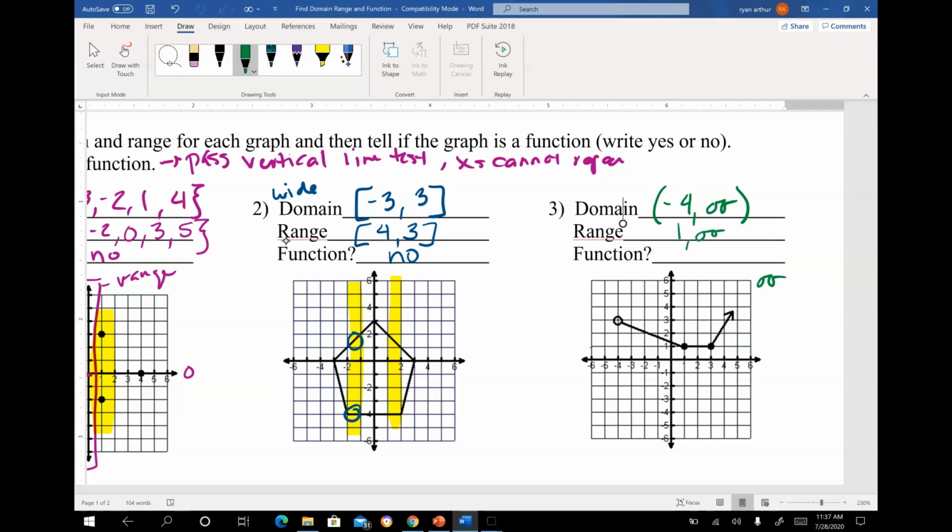Now, this 1, there's no open dot at 1, so it's going to be a bracket, and then your infinity is always parentheses. Okay? Now, is this a function? Well, let's do the vertical line test. Yes. Each vertical line only touches that graph once. So yes, this is a function. Okay?